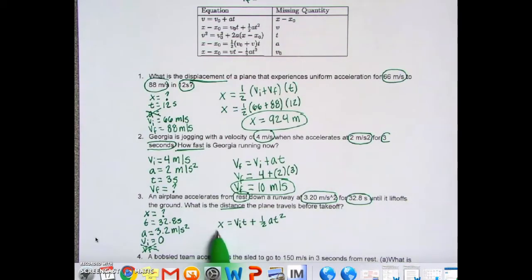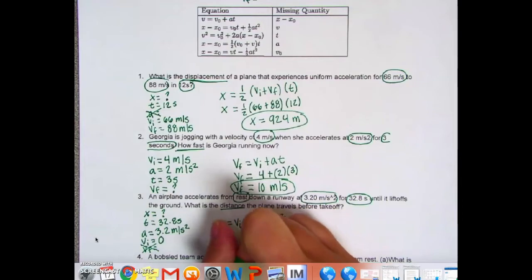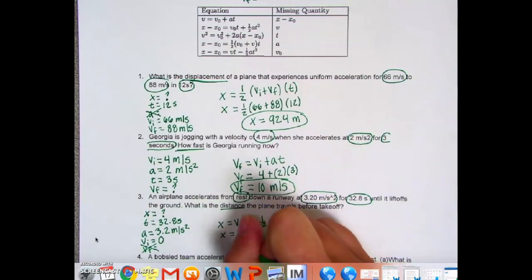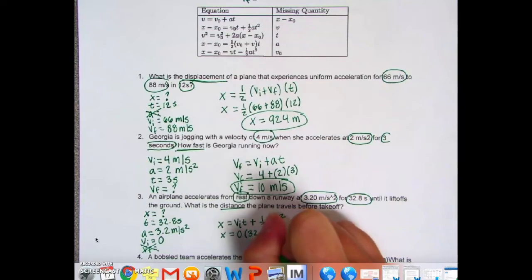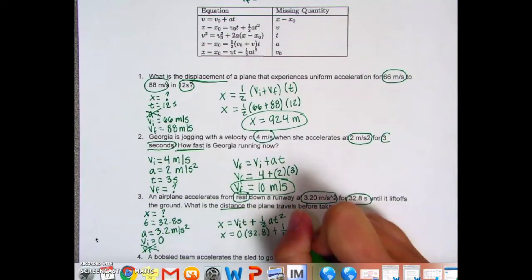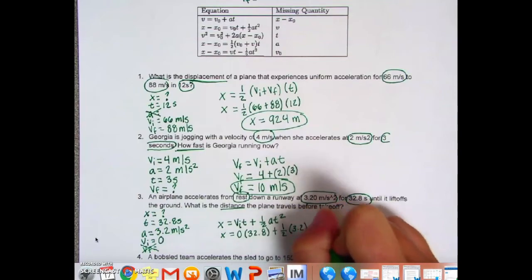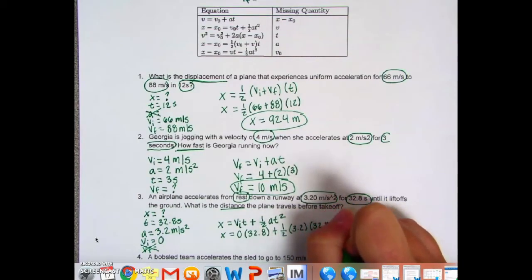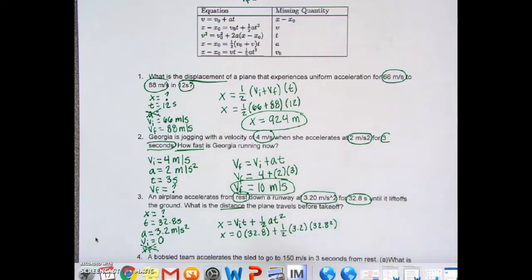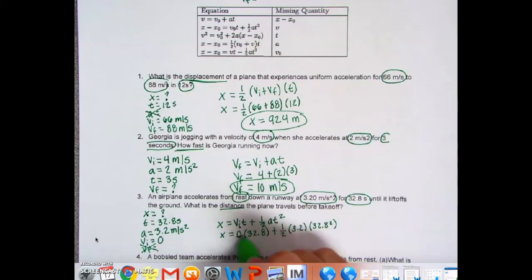Remember, we're looking for X, and we can see X is already isolated. So now we can just plug in our values. X is equal to 0 times 32.8 plus 1/2 times 3.2 times 32.8 squared. One thing people make a mistake on is that the time is the only thing that's squared in this equation. The A and the 1/2 have nothing to do with the square. We already know that 0 times anything is 0, so that part of our equation isn't going to matter.